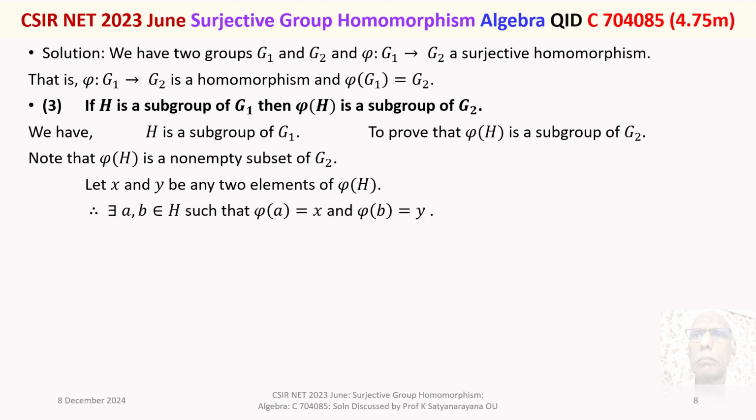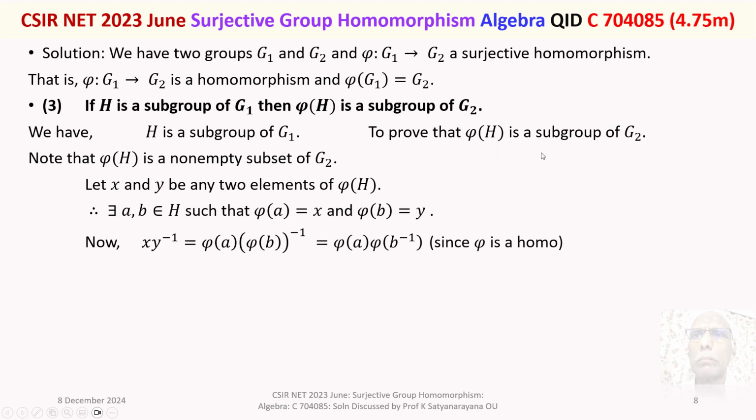Agreed. Now, how do I prove that phi of H is a subgroup of G2? We have taken two arbitrary elements, and it is sufficient to prove that phi of H is closed under the operation. Why only that one condition? Normally, we require the inverse also. So, now x y inverse. Yes, the second condition is also necessary for us.